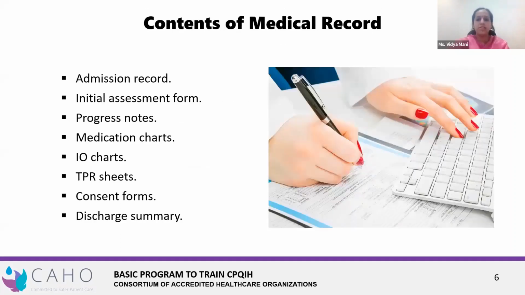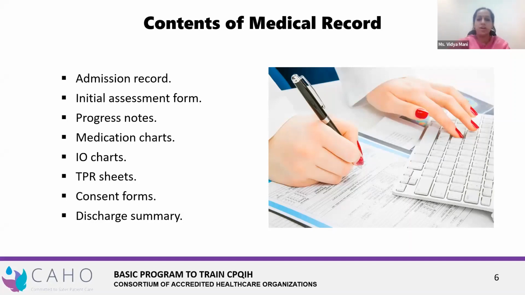So with regards to the content of a medical record, what are the components of a medical record? This is something which is very basic to the medical record. First will be your admission record. Number 2 will be the initial assessment form, the progress notes, the medication charts, the intake-output charts, the TPR charts, the consent forms, and discharge summaries. These components are the major contents of any medical record in a hospital.